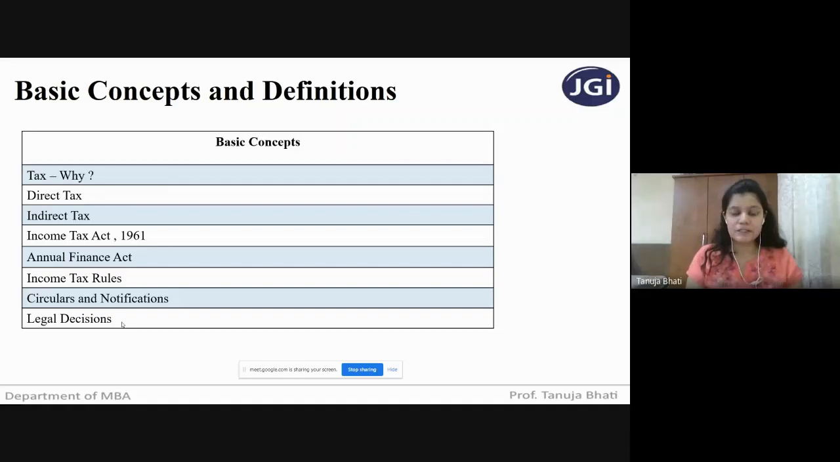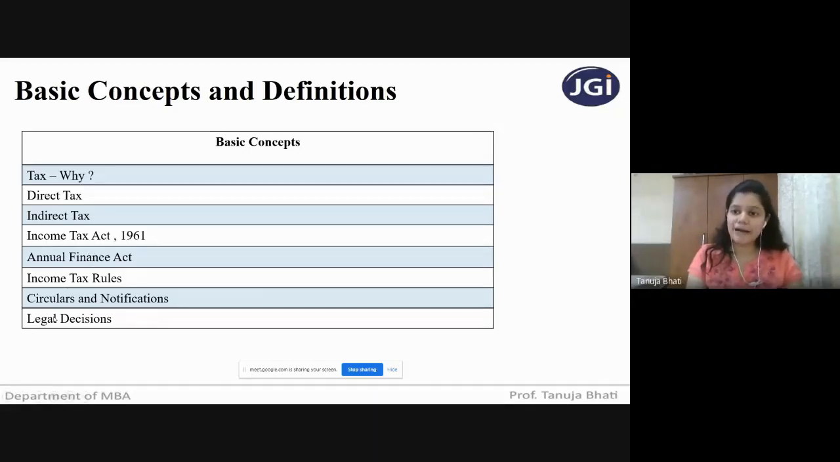So if there is such a dispute, and suppose the SSC, that is me, approaches a High Court and then the Supreme Court, and the Supreme Court takes a particular decision in my favor, then that will be published on a particular site, that is the income tax site. So that becomes a legal decision.